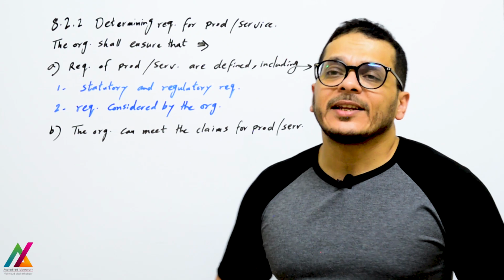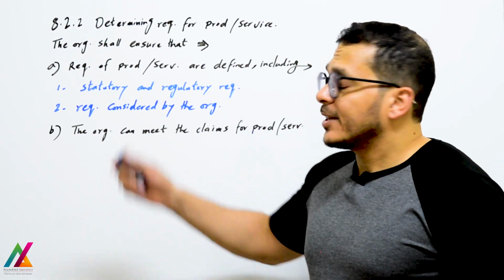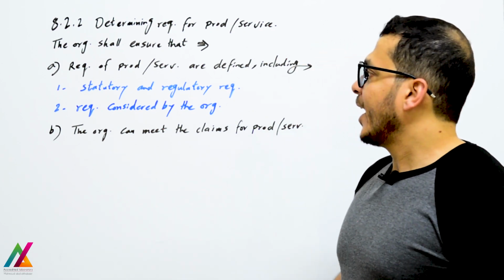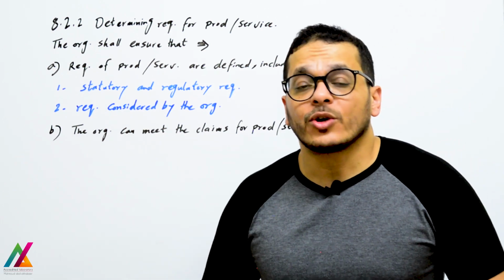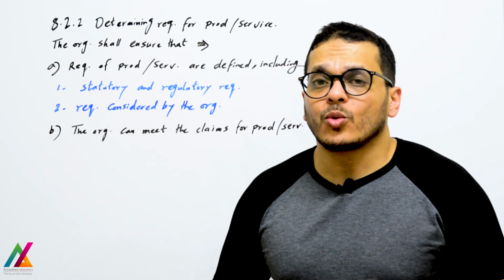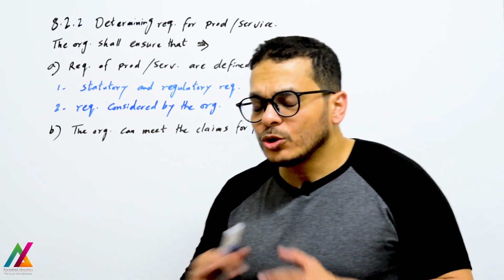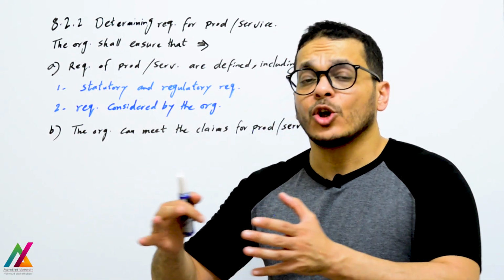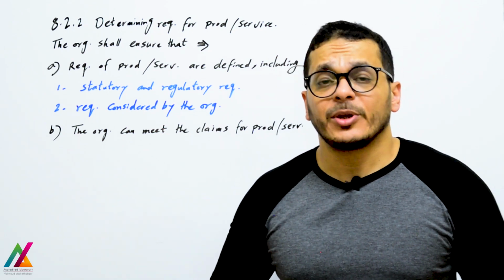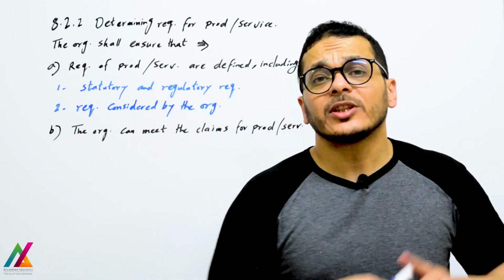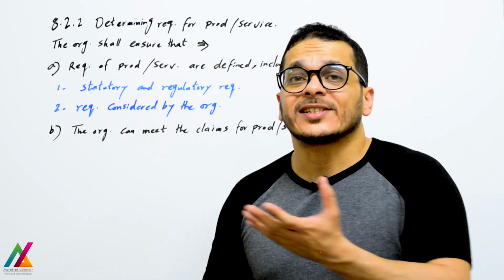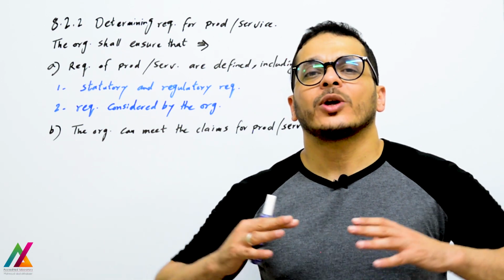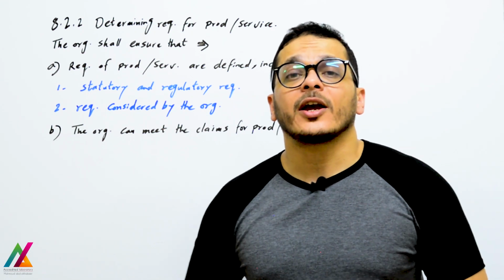And the second point, determining requirements for product or service. The organization shall ensure that requirements for product or service are defined well, including any statutory or regulatory requirements, and also those requirements considered by the organization. There should not be any conflict between the customer requirement and the statutory or regulatory requirements or requirements considered by the organization, because customer requirement should not be against the law or standards or organization requirement. Both of them should be combined together to get at the end his product or service in high quality.